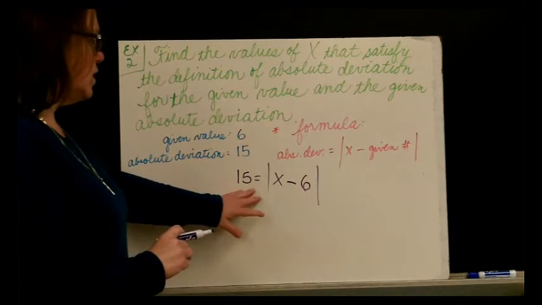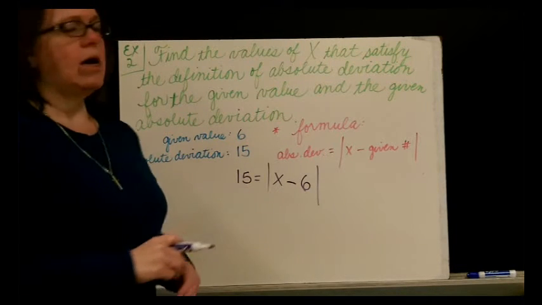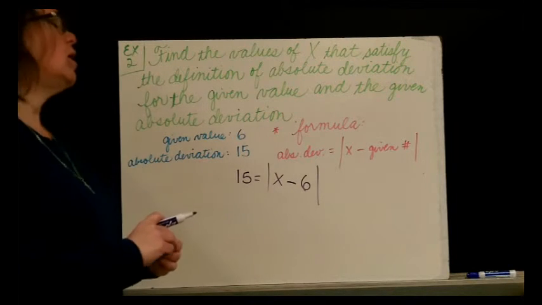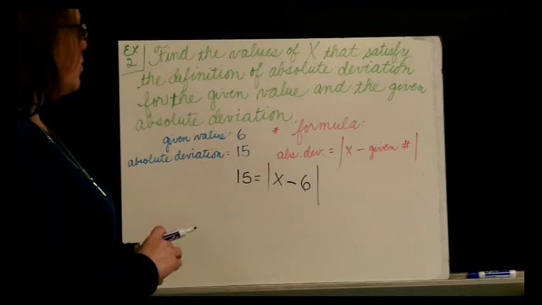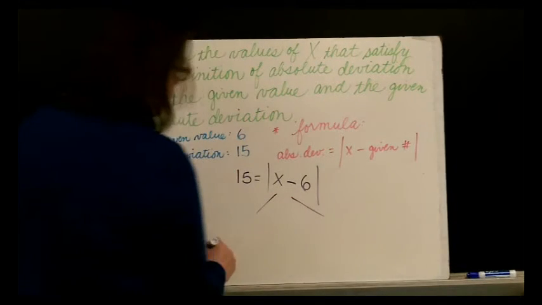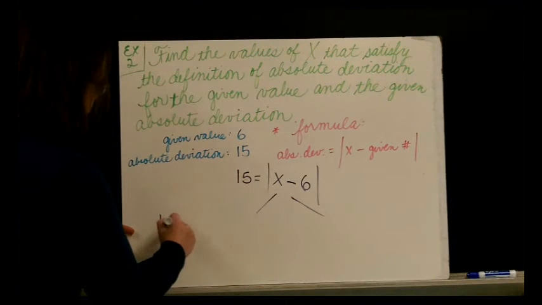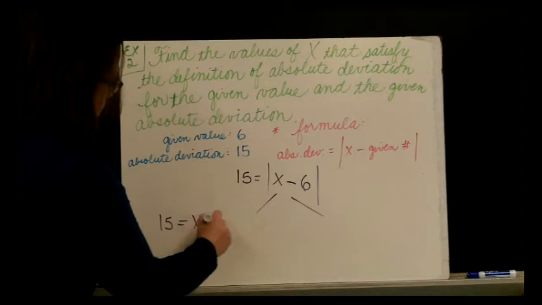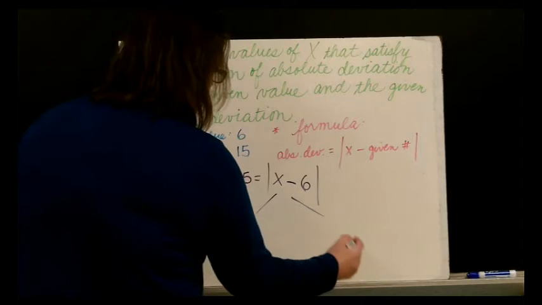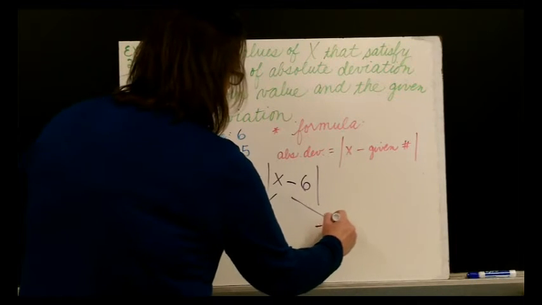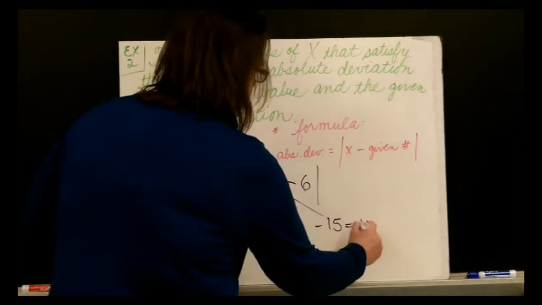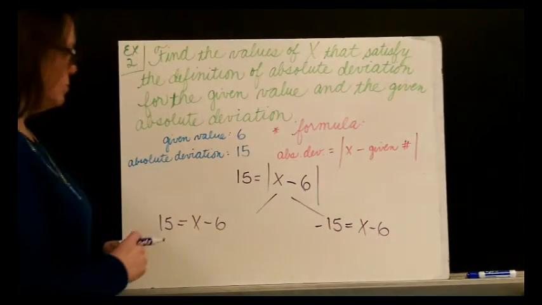So 15 equals the absolute value of x minus 6, and we're going to solve this in exactly the same way we solved the absolute value equation in example 1. Here, this will be 15 is equal to x minus 6. And our second equation is going to be negative 15 is equal to x minus 6.